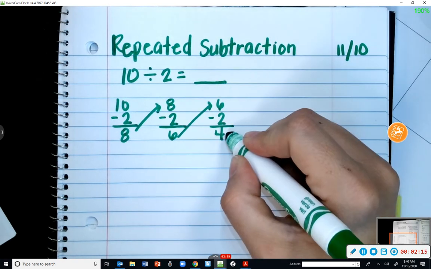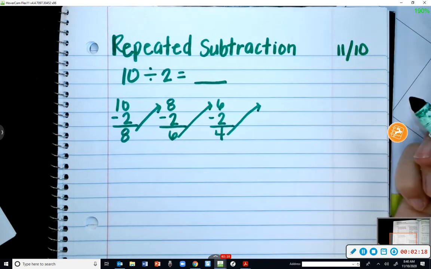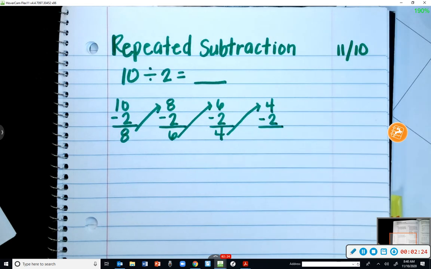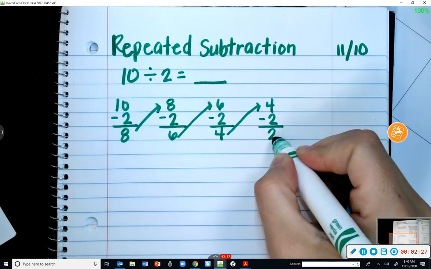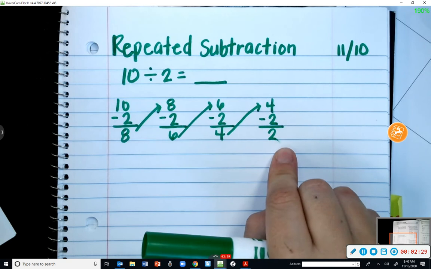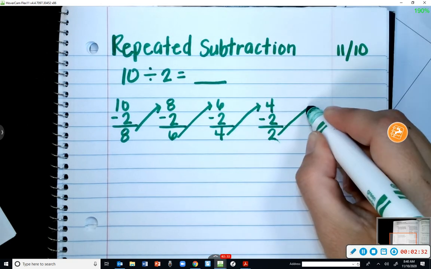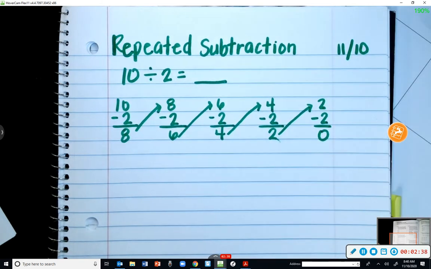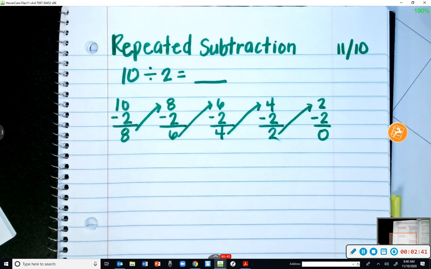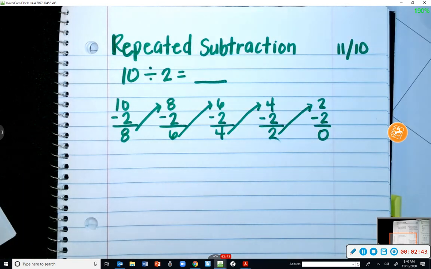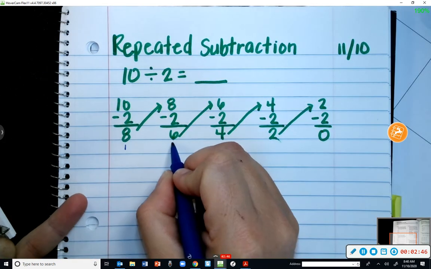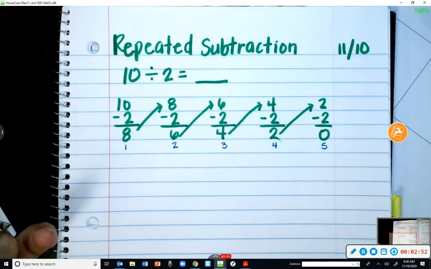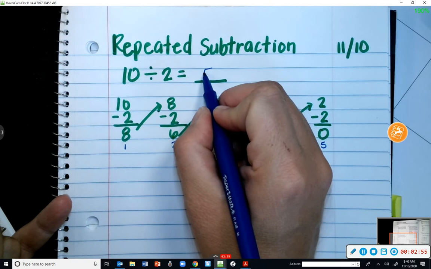Okay, and now I have to keep going until I get to 0, so I can't stop yet. I'm going to use the 4 and subtract 2 again. That's equal to 2. Am I at 0 yet? No, so I need to go one more time. 2 minus 2 equals 0. So now I can stop. Now to get my answer, I need to go back and count how many times I subtracted. 1, 2, 3, 4, 5. So 10 divided by 2 equals 5.